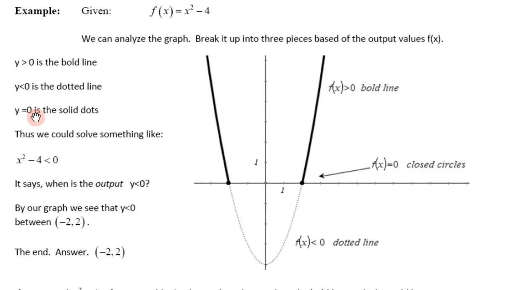Okay? So if this were an example, x squared minus 4 less than 0, if we wanted to solve this, when is this parabola less than 0? When are the y values, the output, less than 0? Well, they're less than 0 here, but that would be between the numbers -2 and +2 on the x-axis. So we'd say our parabola is less than 0 between -2 and 2, and that would be the answer.